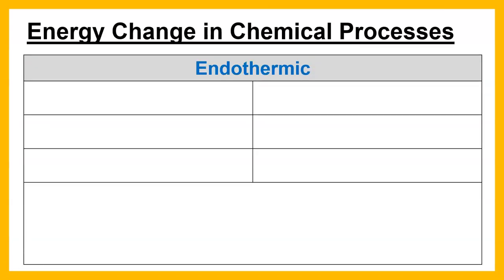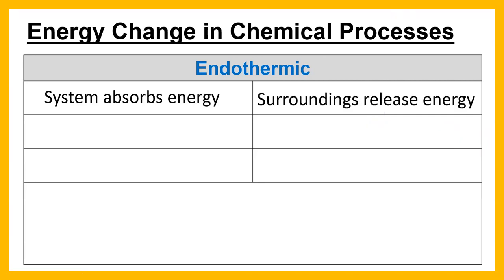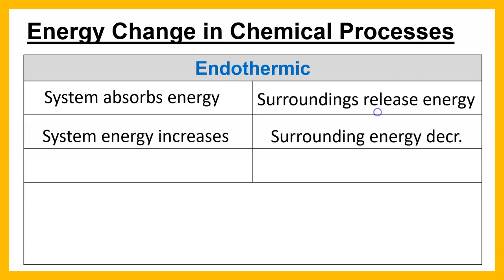So when we have this energy exchange, one option is that it's endothermic. In an endothermic reaction, the system is absorbing energy, the surroundings are releasing energy. So the system is gaining energy, the surroundings is releasing, it's decreasing. Q is positive for the system and negative for the surroundings.